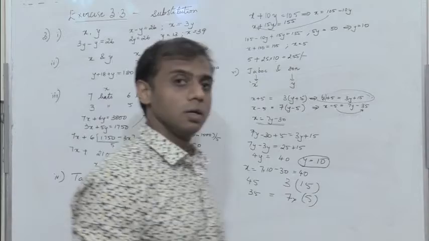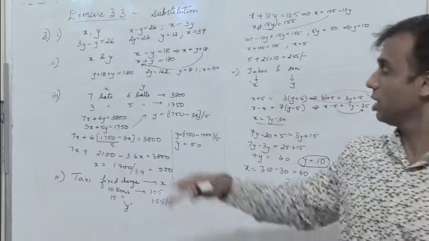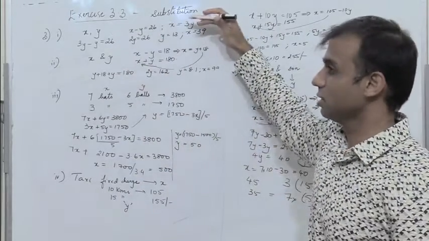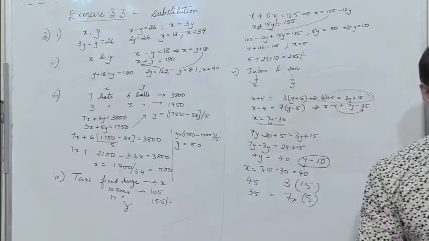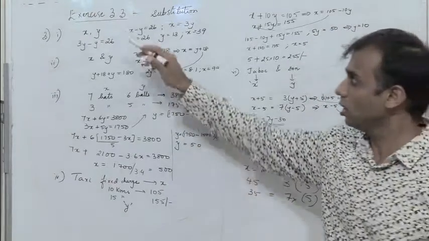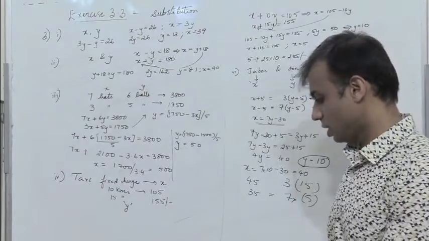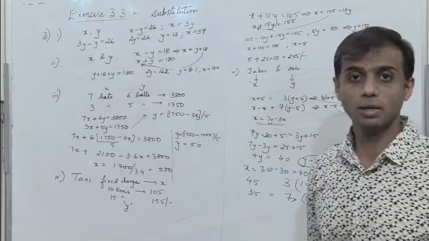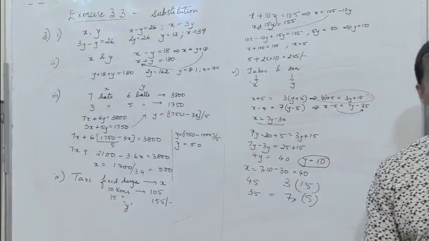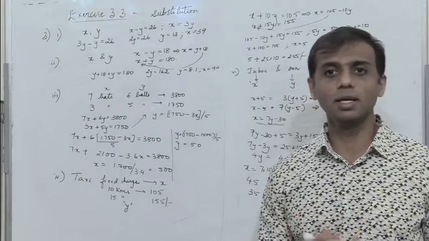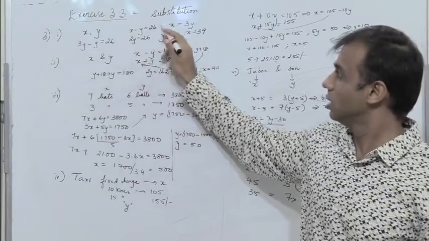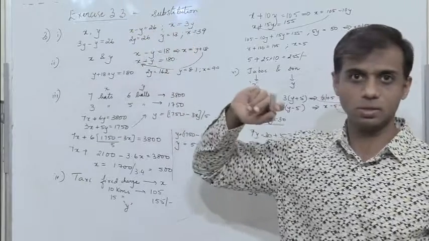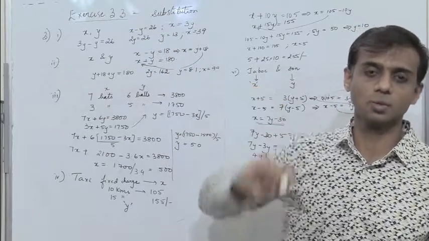So here we have solved all the problems in the exercise 3.3 by using the method of substitution. And in the next exercise, in the next video segment, we shall solve all the problems given in the exercise 3.4 by the method of elimination. Right? So these are different ways by which we can find the unknowns x and y for a given set of equations having two variables x and y.